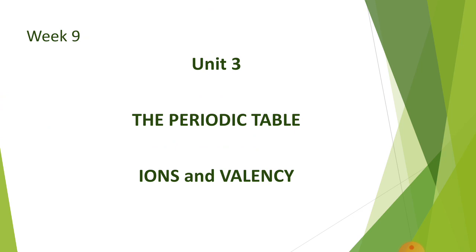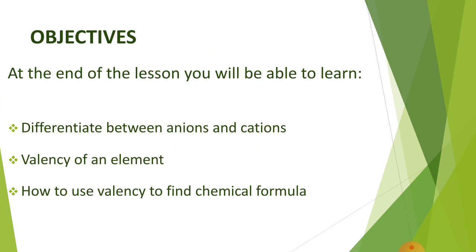Today we are going to learn about ions and valency. At the end of today's lesson, you will be able to differentiate between anions and cations, understand the valency of an element, and learn how to use valency to find the chemical formula.